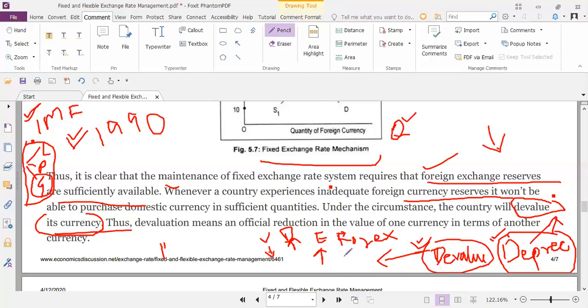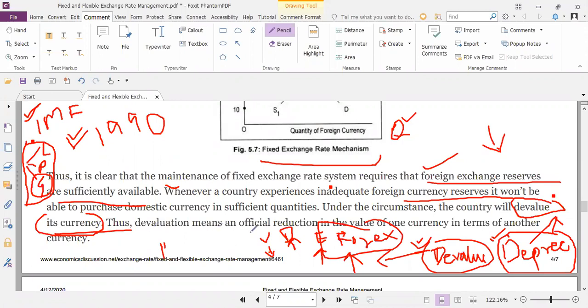Forex will increase. Please make a note of it. Value decreases, demand increases, exports increase, and therefore forex increases, which is very good for the economy. We can solve the problem of balance of payments and all with this, right? Note this down: devalue is under fixed, depreciation is under flexible, and these links should be clear, right?